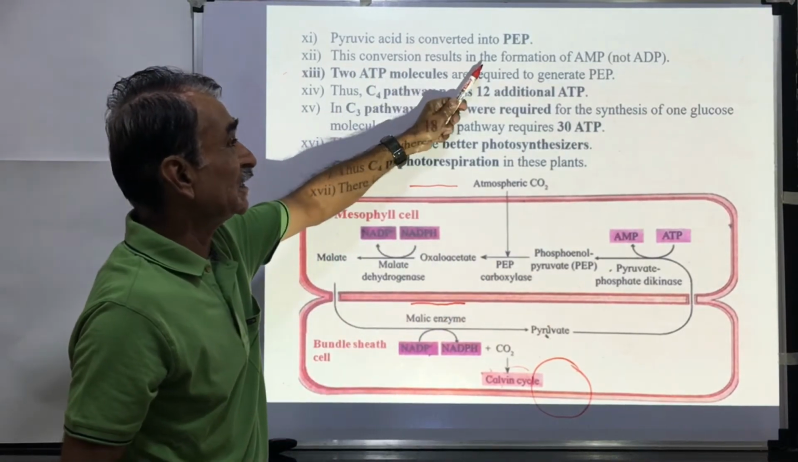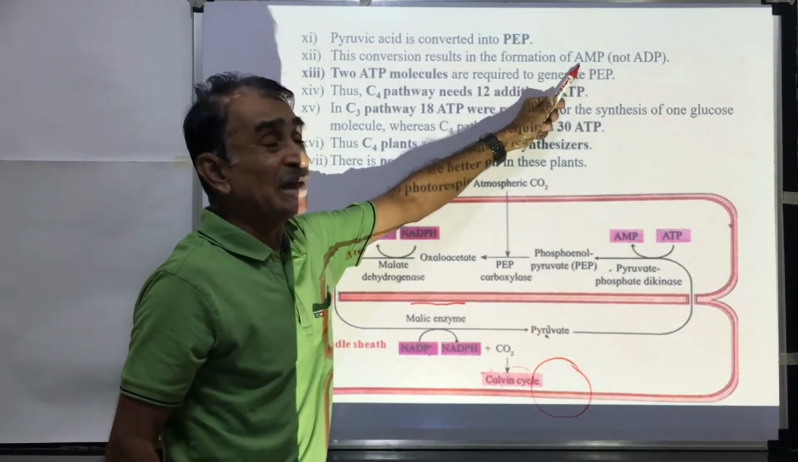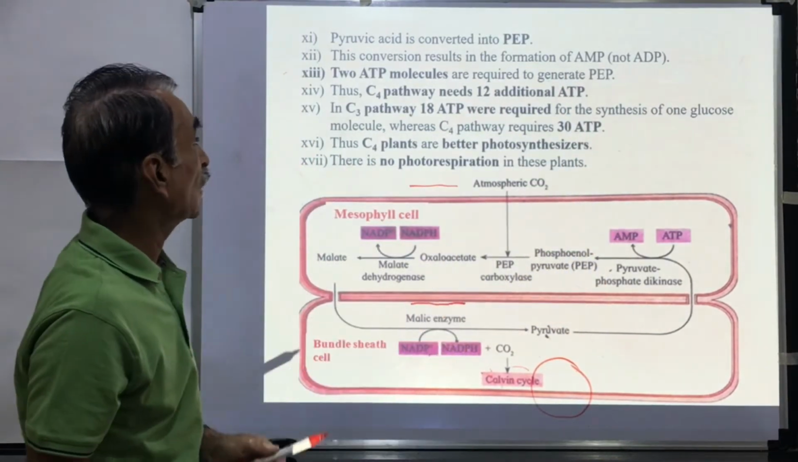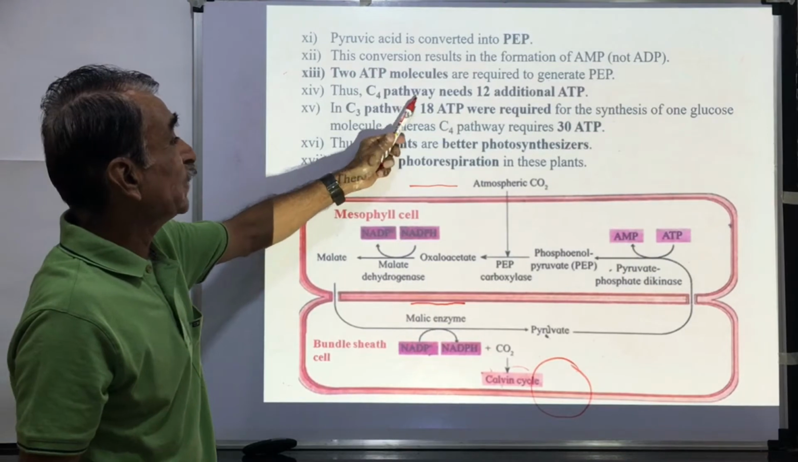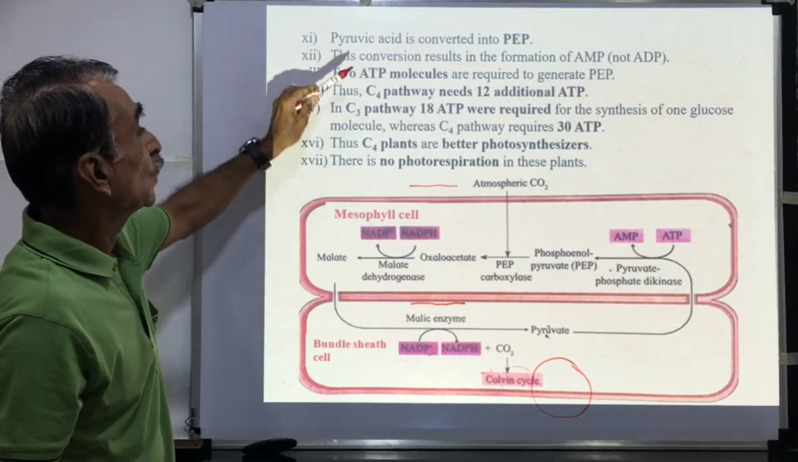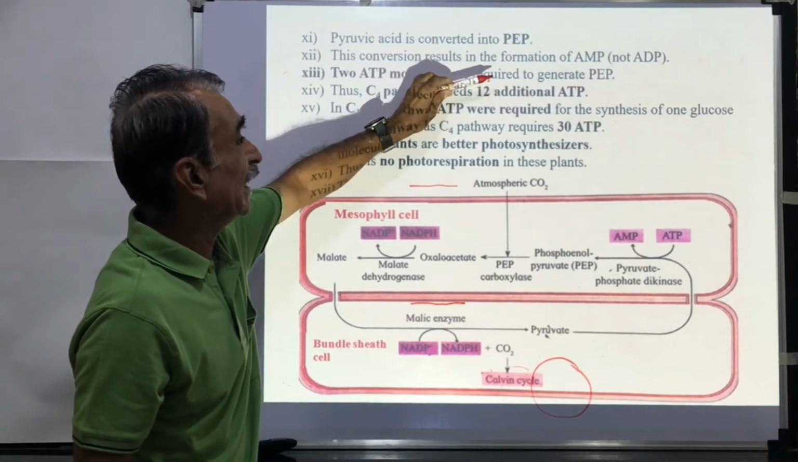This conversion results in the formation of adenosine monophosphate, not ADP. Thus, C4 pathway needs 12 additional ATP. 2 ATP molecules are required to generate PEP.